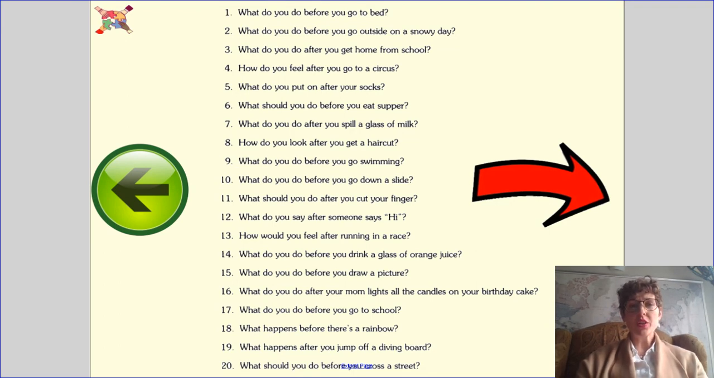Let's see here. What do you do after you spill a glass of milk? I know in my house, we clean it up. We got to get a paper towel and we've got to clean it up so that the floor doesn't get sticky. Let's try one more.